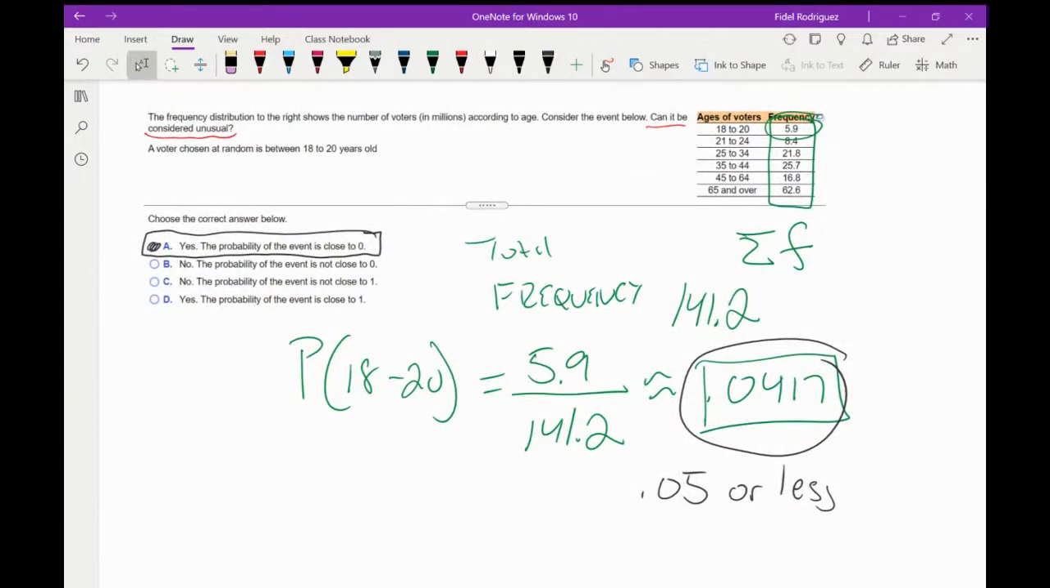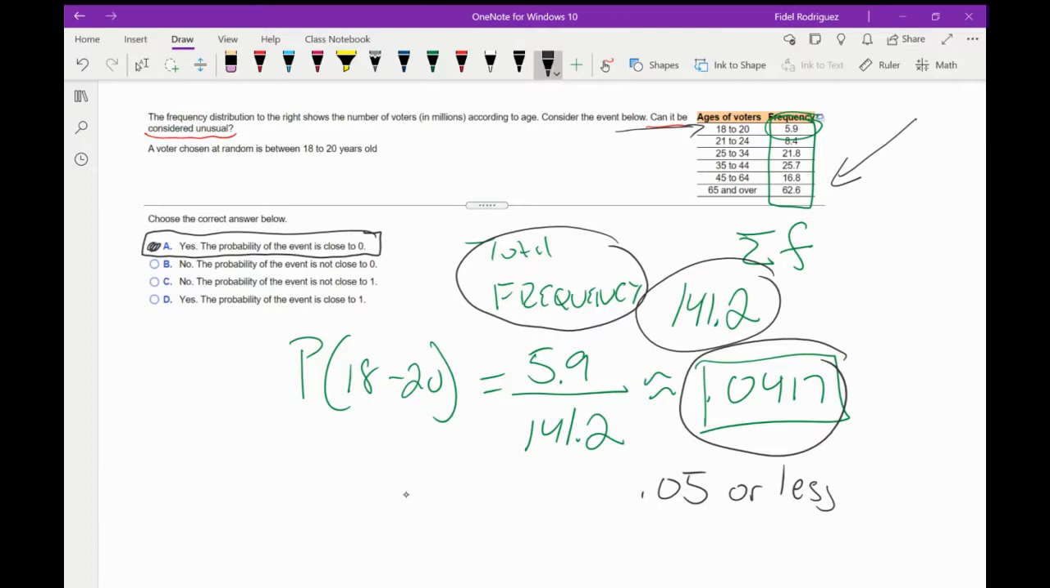Again, I want you to think about this for a second. What did we do? The first thing we said is, let's find our total frequency. We took all the numbers in that column and added them all up. Then we found the probability by taking the number in our 18 to 20 group and dividing it by the total. Anytime we come up with something that's 0.05 or less, we would say yes, it's unusual. If it's not 0.05 or less, then we would say it's not unusual.